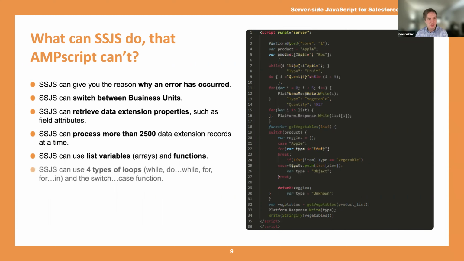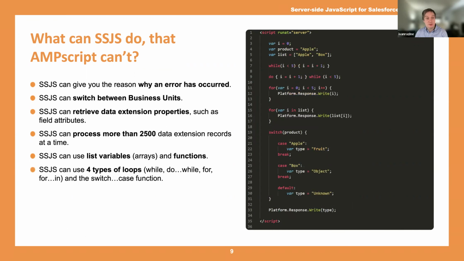And next up, server-side JavaScript can use 4 types of loops. Ampscript cannot. Ampscript has basically a couple of loops, I believe. But in server-side JavaScript, you have more. So you can have a while loop, a do-while loop, a for loop, a for-in loop, a switch. So it's a lot more flexibility for you, and you can use it in different scenarios. It's basically more liberty in action.